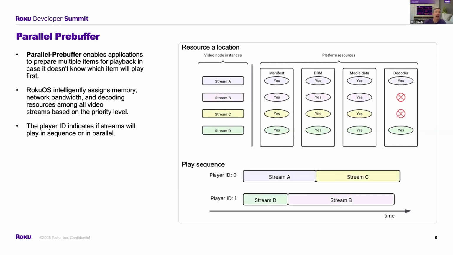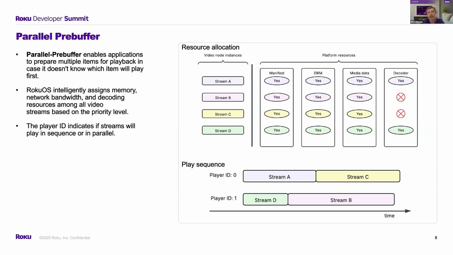Moving on to parallel pre-buffer. Parallel pre-buffer allows an application to pre-buffer multiple items. In this example, we have 4 streams, A, B, C, and D, that are pre-buffered in parallel. There are two use cases for why an application would pre-buffer multiple items. The first one is because an app may not know which item the user wants to play first.